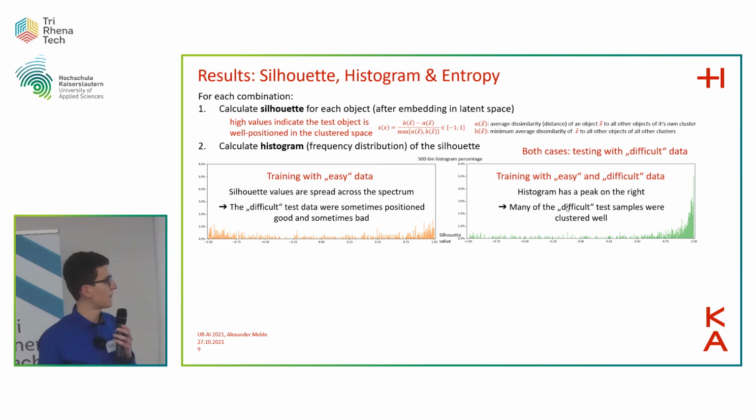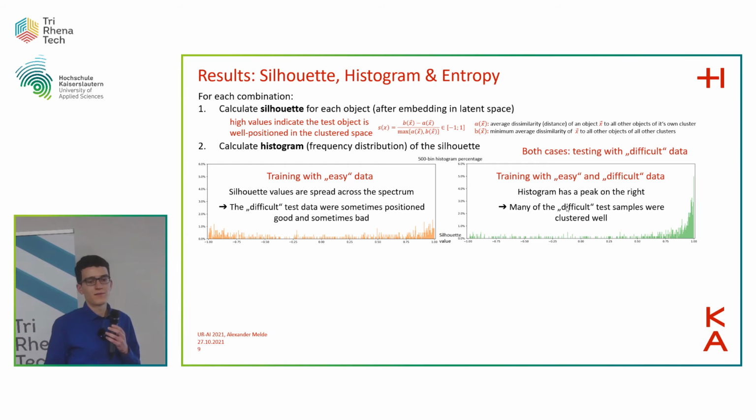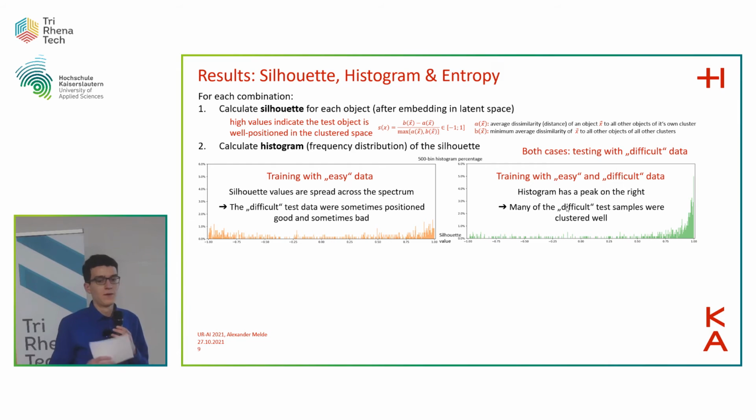What you can see here is a run where in both cases we were testing with difficult data, and on the left we were training with easy data, where the silhouette values are spread across the spectrum. This means that the difficult test data was sometimes positioned well, as on the right, sometimes badly, and sometimes somewhere in between. When we're training with easy and difficult data, so we put difficult data on top, the histogram has a peak on the right, and many of the difficult test samples were clustered well, which means putting the difficult data into the training set led to a better clustering.